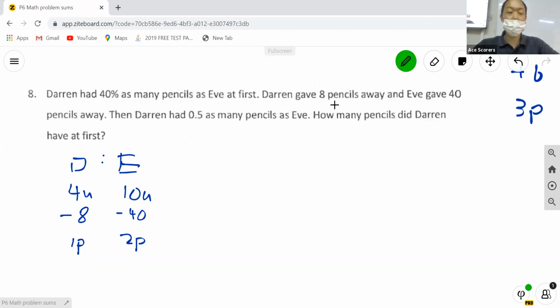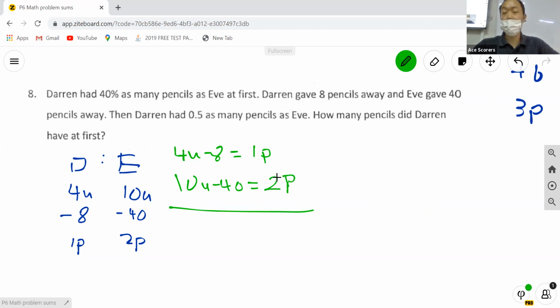And we continue. So 4u minus 8 equals 1 part. And 10u take away 40 equals 2 parts. So obviously we make the parts the same, right? These two make the same. So it becomes 2 parts. So the whole thing here multiplied by 2, so we get 8u take away 16, okay, equals 2 parts. And here just remain. So it's just 10u take away 40 equals 2 parts, right?